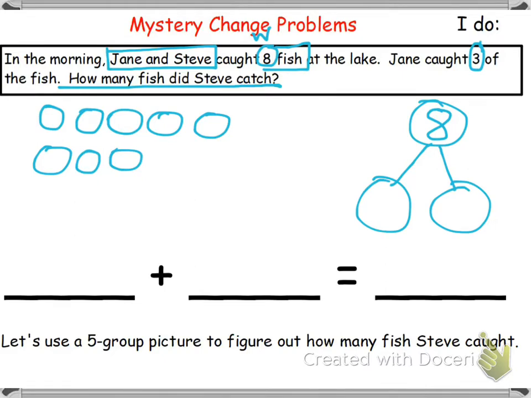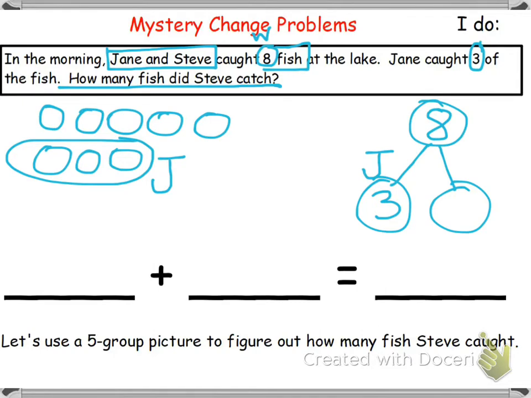Jane caught 3 of the fish. So there's 8 right here. 3 of these 8, Jane caught. So I'm going to circle 3, which you could have circled the 3 at the top. I just saw these 3 at the bottom, so I just circled those. So 3 is our part, and this is how many Jane caught. So I'm just going to put a little J right here. That's just for me to label so I understand where these numbers are coming from.